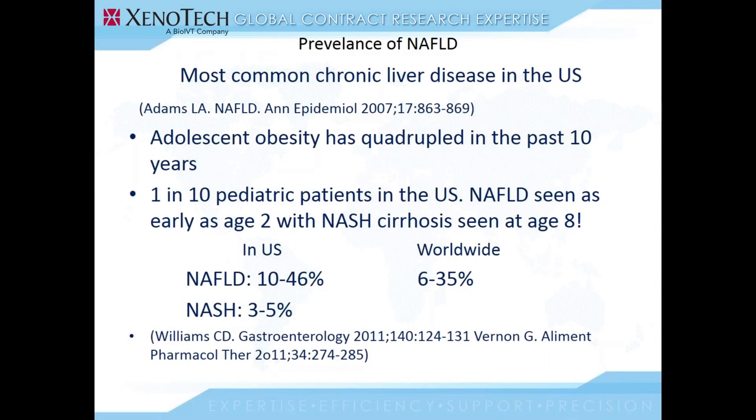Prevalence in the US for non-alcoholic fatty liver disease is estimated between 10 and 46%. It's lower worldwide, between 6 and 35%, which is another indication that this is a disease associated with so-called Western lifestyle, characterized by high caloric intake, high level of fats, and shortage of exercise. NASH in the US is estimated between 3 and 5%.